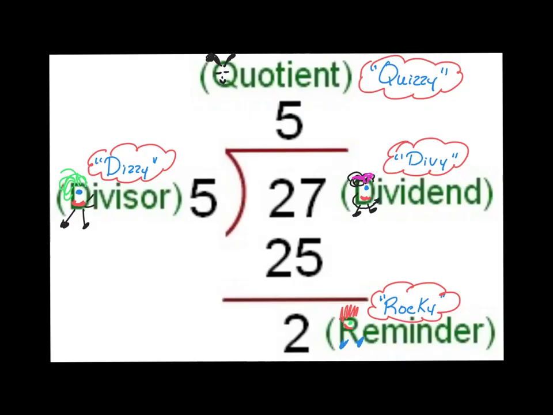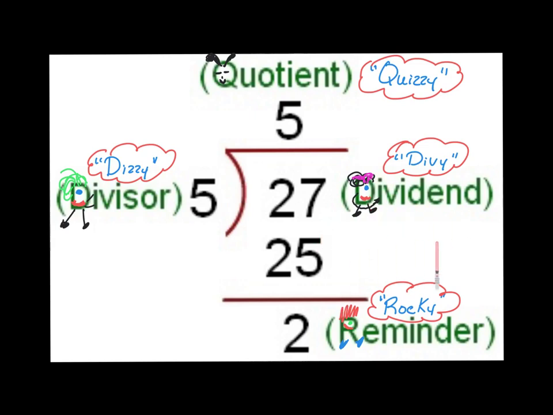All right, so here we have a division family, and we've got the quotient. We're going to call him Quizzy the quotient. And a quotient is considered the answer to a division problem. And over here we've got Dizzy, the divisor, and he is the number that we are dividing by. Dizzy, the divisor. Then over here we have Divvy. Divvy is the dividend, and that's the number that we're dividing into.